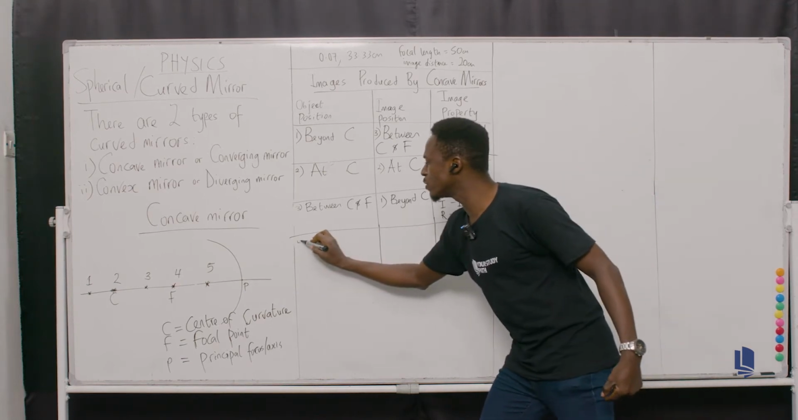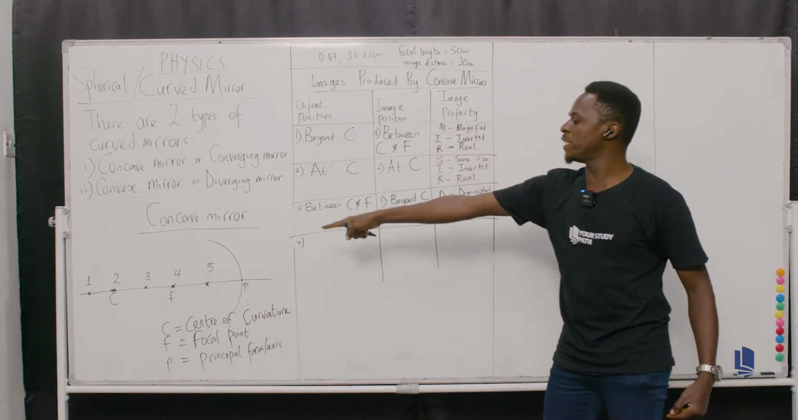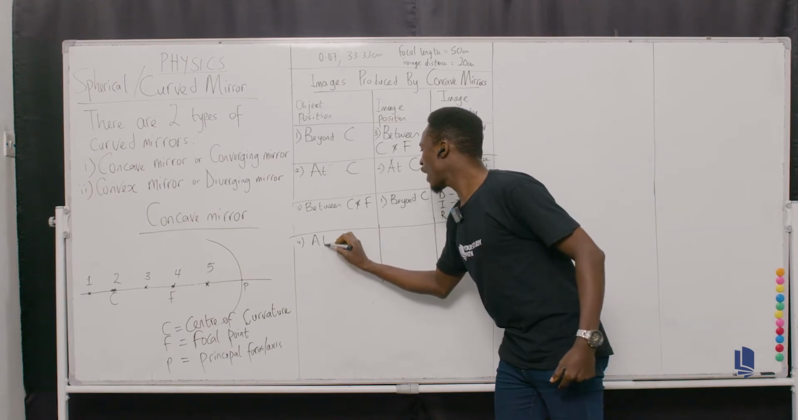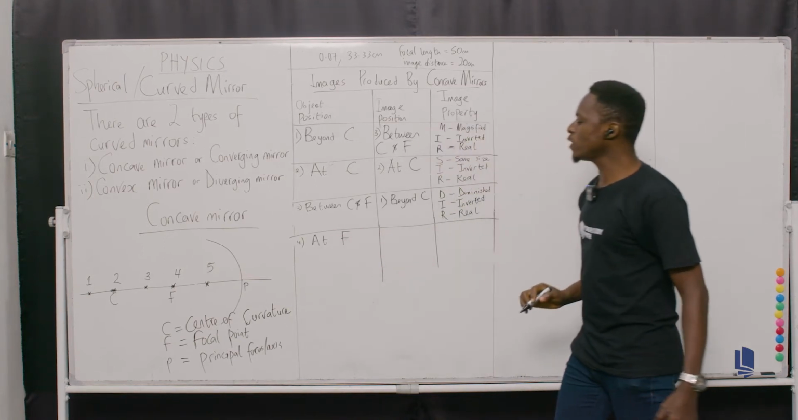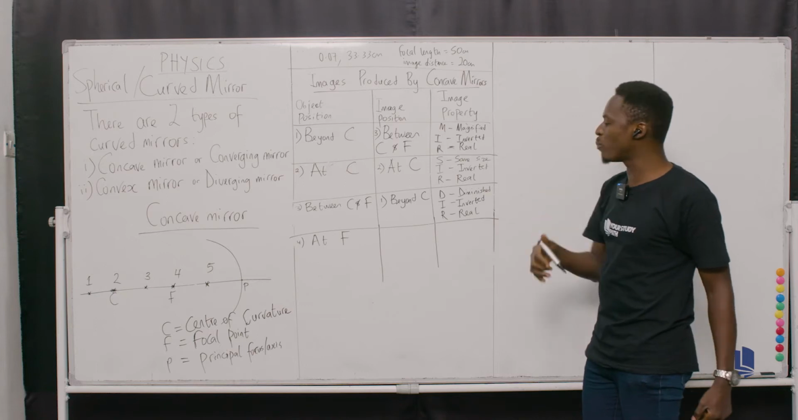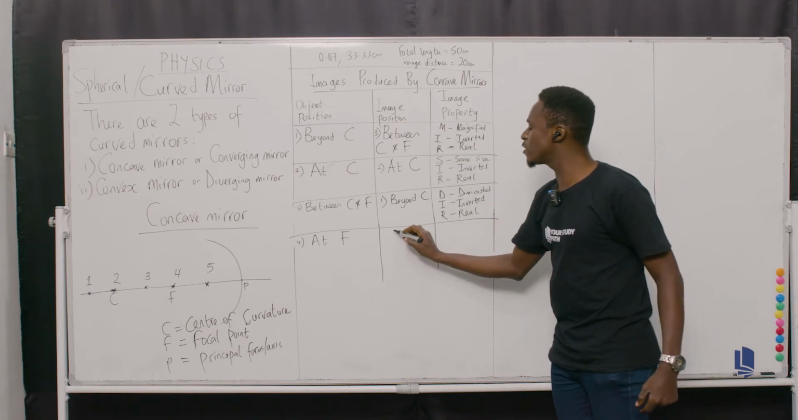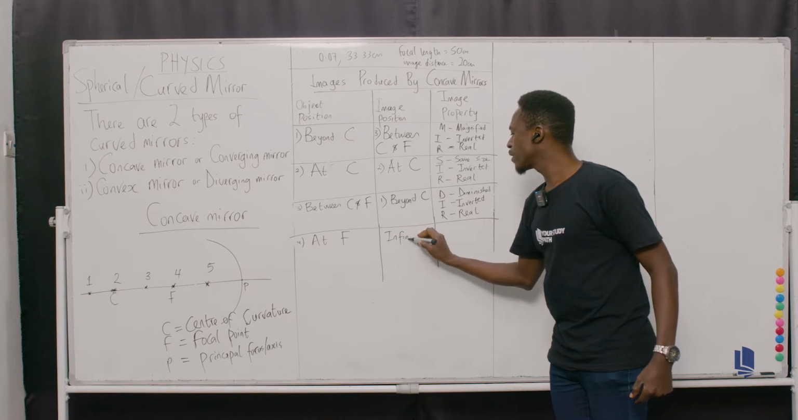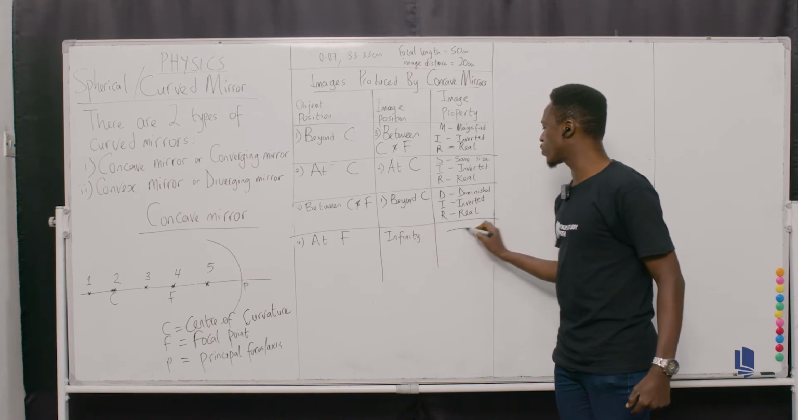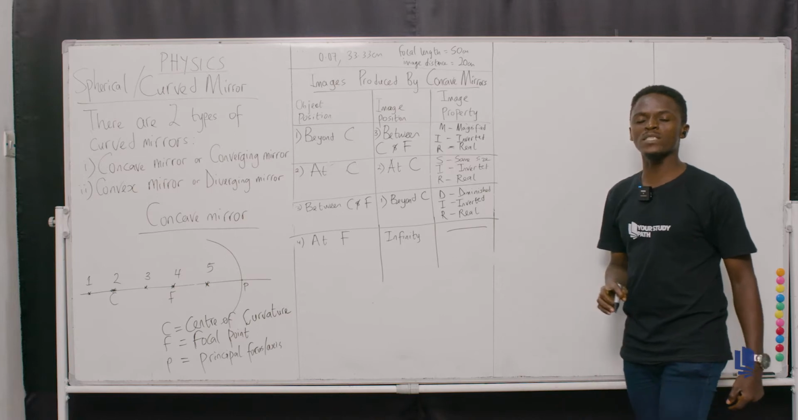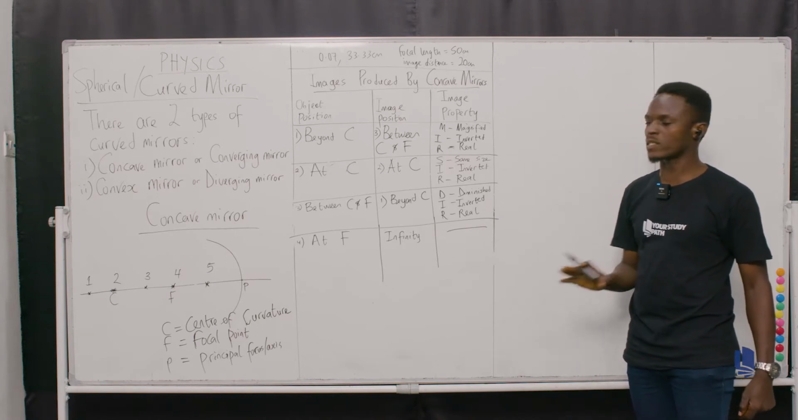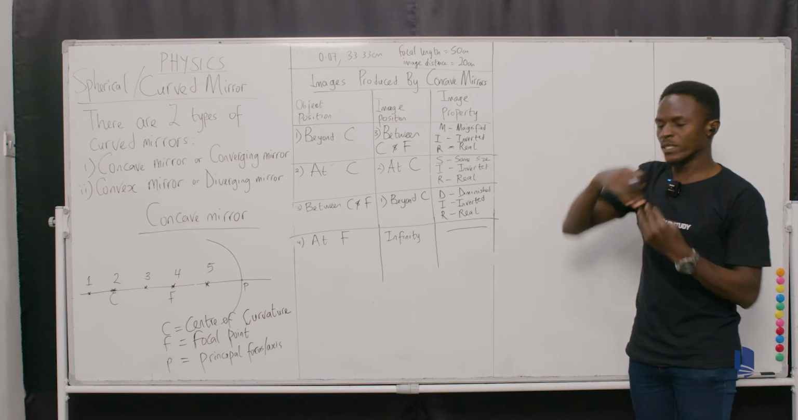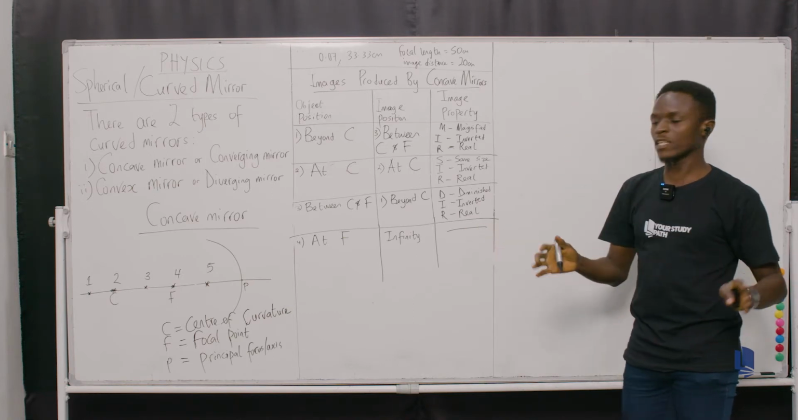Number 4 position. When you are positioned exactly at the focal point, then the image position will be at infinity. Don't stress yourself. No image property is given for this one. Once it is exactly at the focal point, the image is formed at infinity.